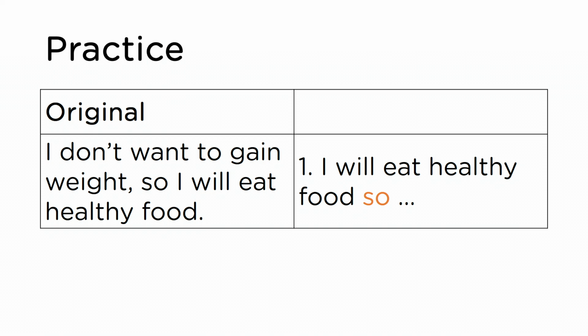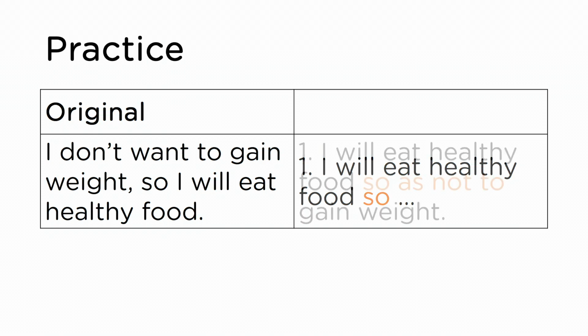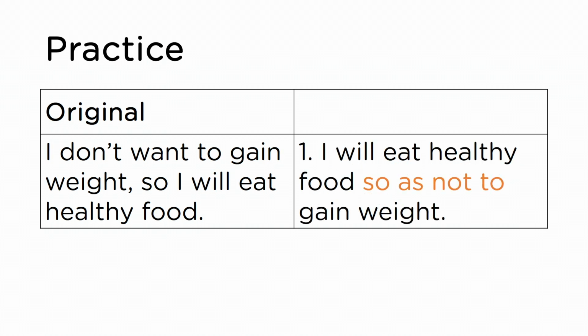Now, let's take a look at some practice and see if you can do this on your own. So let's look at our first practice sentence here. So we have, I don't want to gain weight, so I will eat healthy food. Remember, you're trying to avoid something. In this case, you're trying to avoid gaining weight. Now, here's the beginning of the sentence. I will eat healthy food so as not to gain weight. And again, remember you could do I will eat healthy food in order not to gain weight.